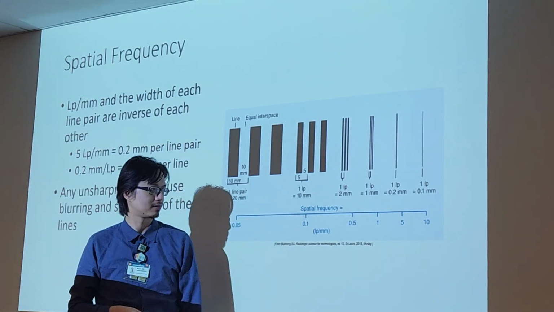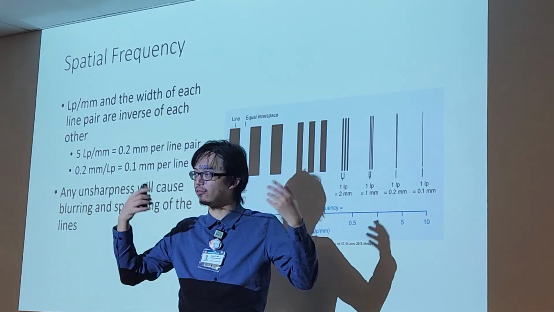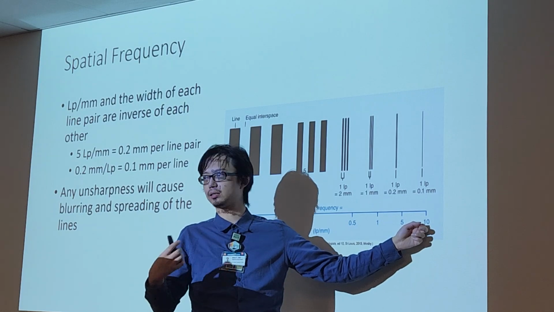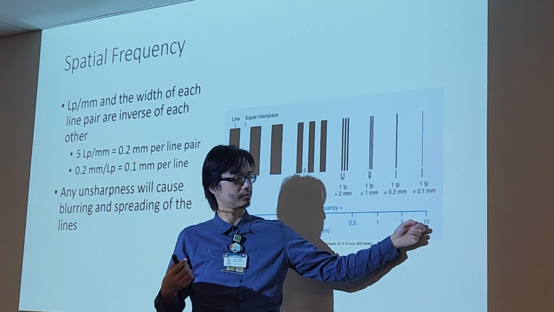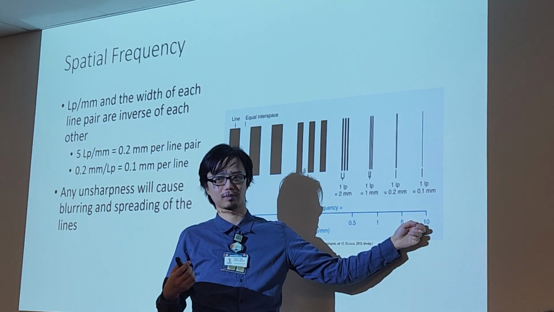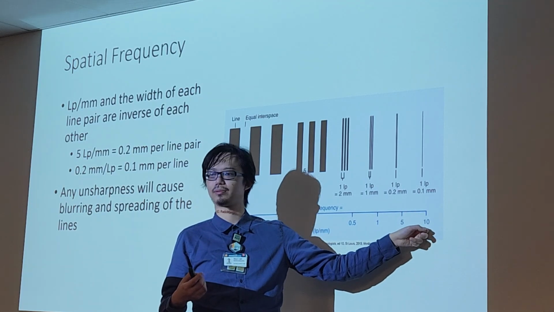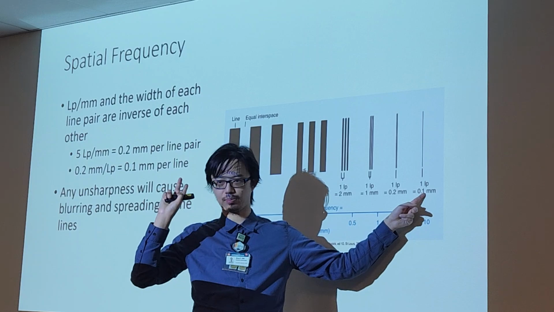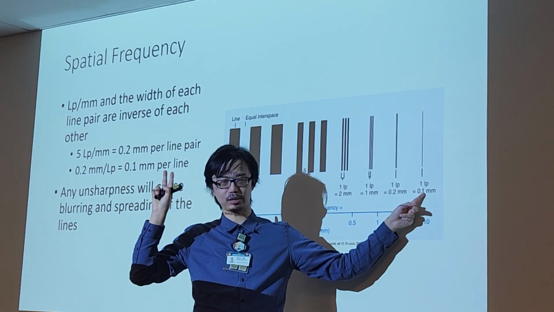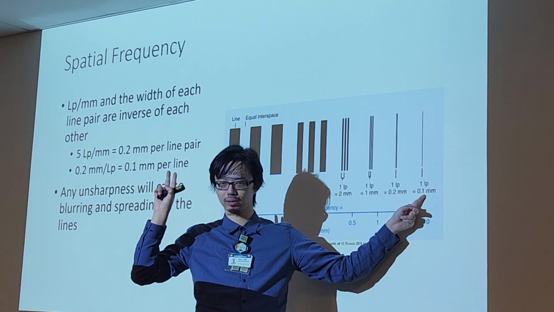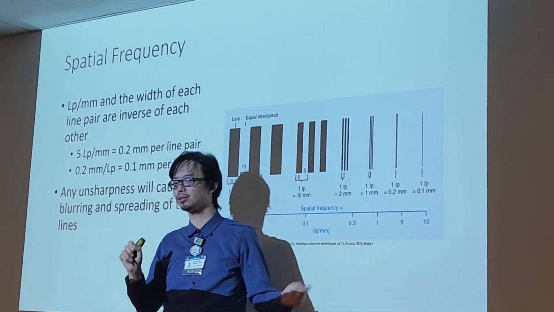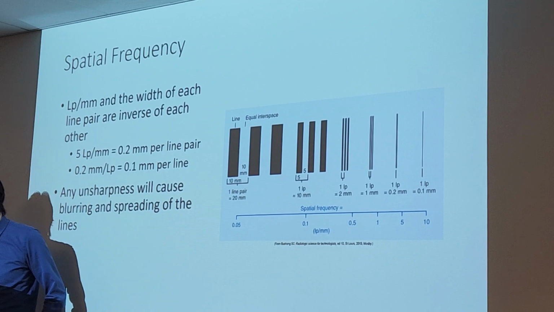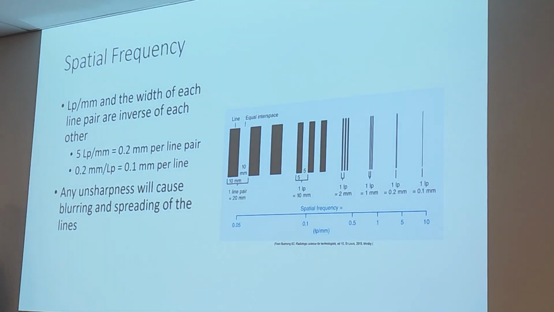So if we have a lot of line pairs per millimeter, say 10 line pairs per millimeter, how thick is each line pair? 1 over 10. So this is 0.1. Good. So 0.1 millimeters for black plus white. So how big is each one individually? Divided by 2. 0.05 millimeters, right? 50 microns.